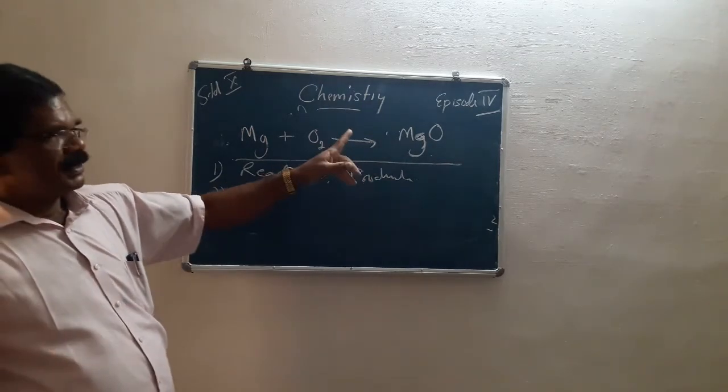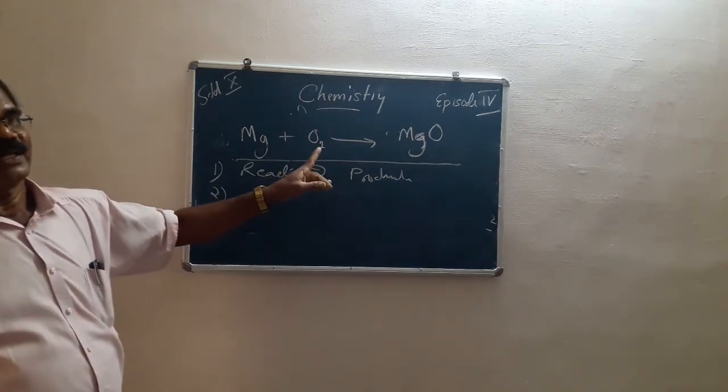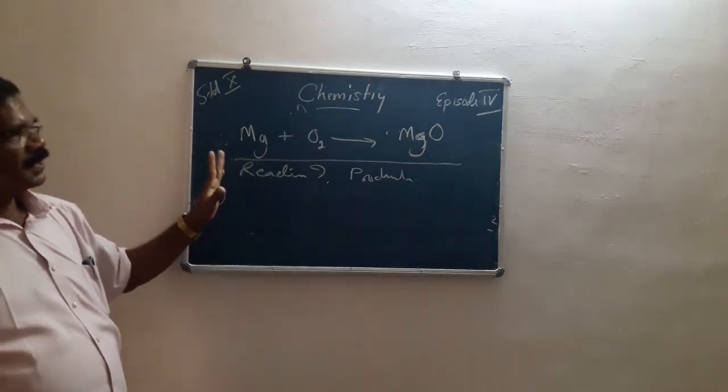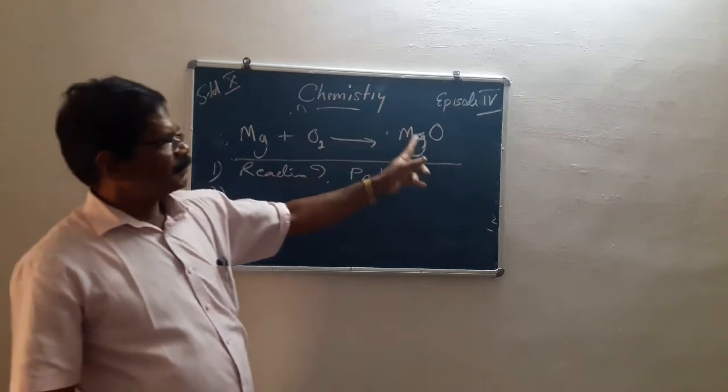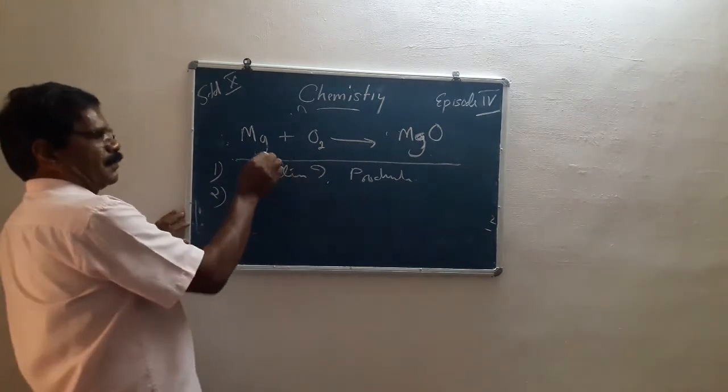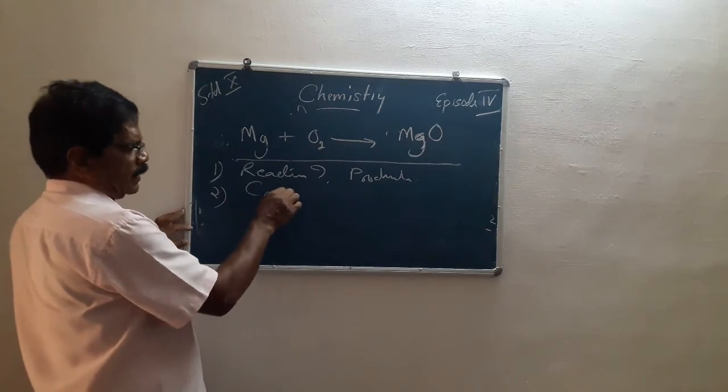Decomposition is just the opposite of combination, as I already explained. In a combination reaction there is only one product; in a decomposition reaction there is only one reactant. So this is a combination reaction.